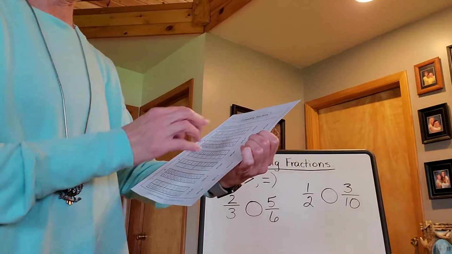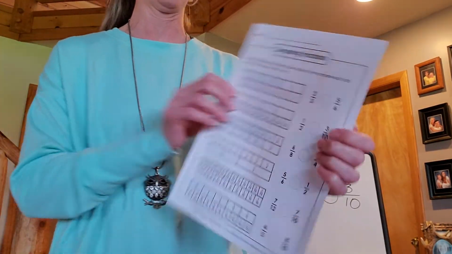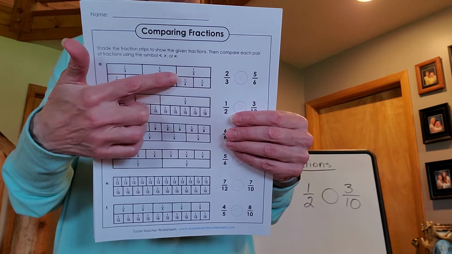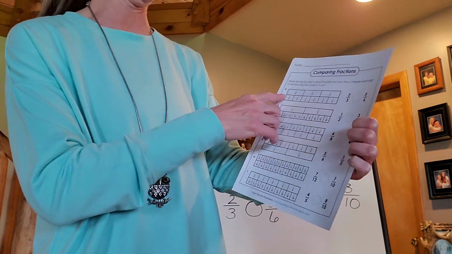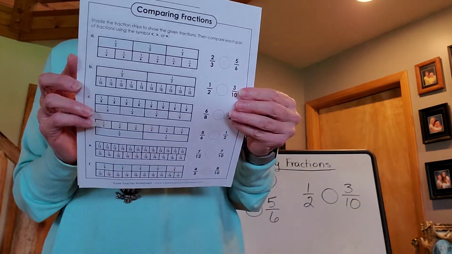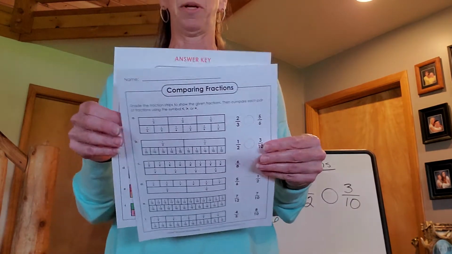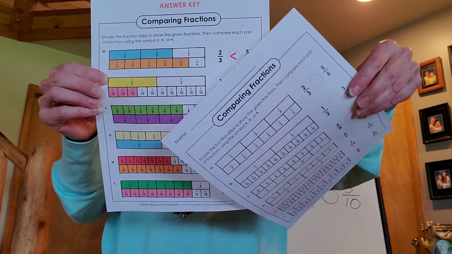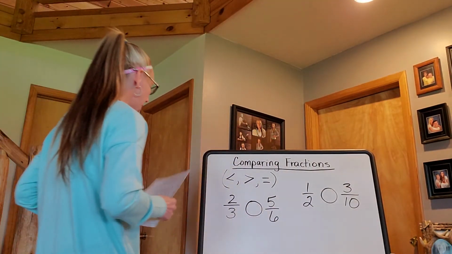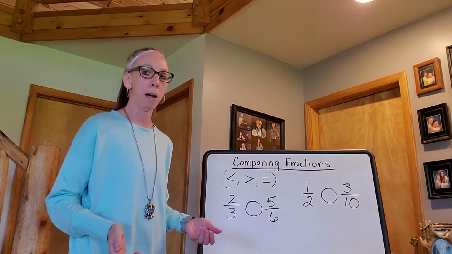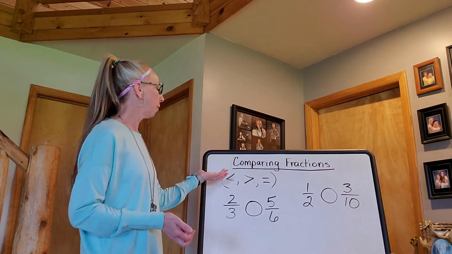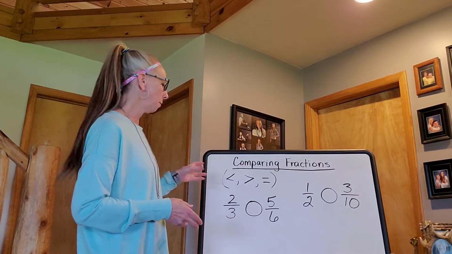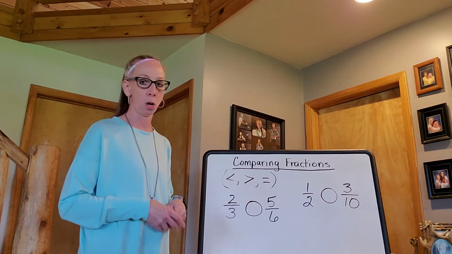So for example, it says 2/3 is compared to 5/6. So what you could do is color in 2/3 on the first row and then color in 5/6 on the second row. And as always, the answer key will be there for you, but they'll show you kind of what it looks like. So they want you to color it in. And that way you can visually see which is bigger, which is smaller. And so we're going to be comparing fractions with less than, greater than, and equal to. We have to figure out which sign has to go in the circle.